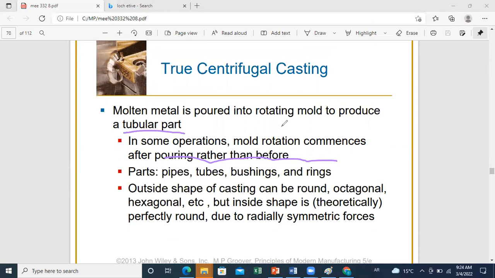In some operations, mold rotation will start after pouring rather than before. The different parts that we can manufacture using this type of casting are pipes, tubes, bushings, and rings, all of them having a tubular geometry. And the outside shape of the casting can be round, octagonal, hexagonal, but the inside shape should be perfectly round. So you have freedom for the geometry of the outer part, but for the inner part, it should be perfectly round because of the symmetry of radial forces.